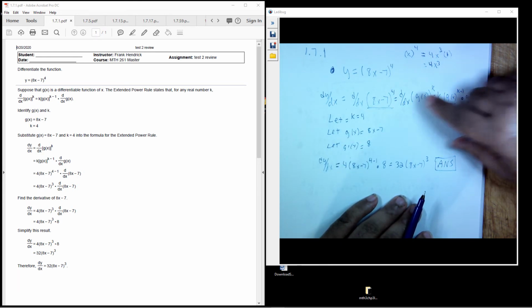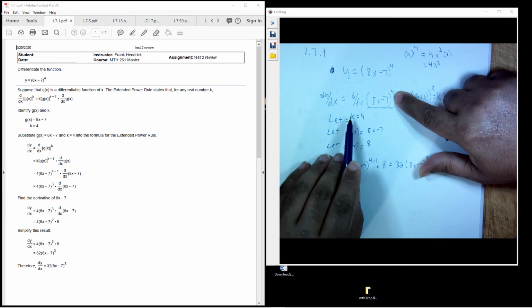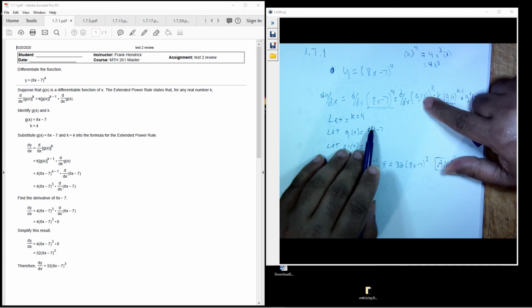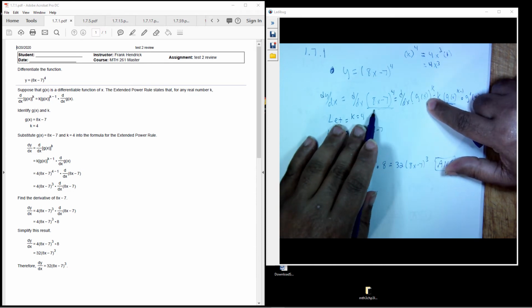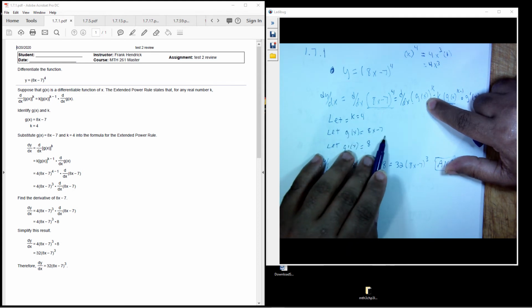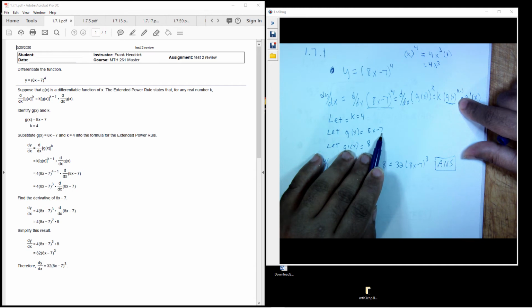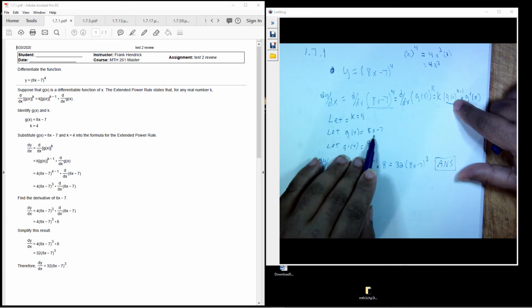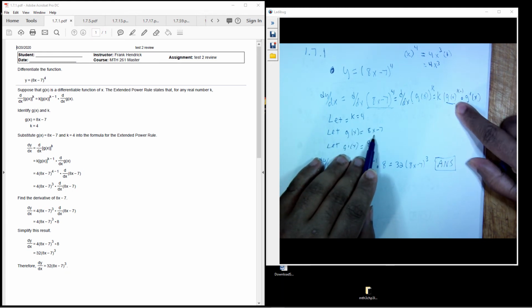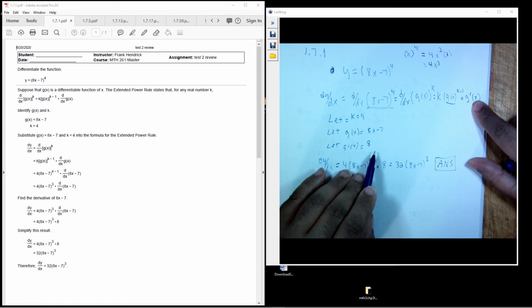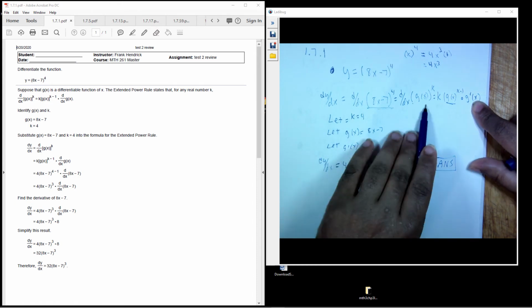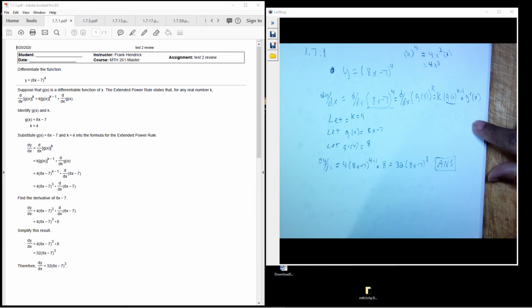So in this case here, my k is going to be 4, and my g of x is going to be what's on the inside. It's 8x minus 7. Okay, so my k is 4, my g of x is 8x minus 7. And so the g prime of x, the derivative of this, is just going to be 8. So when I find the derivative here, I'm just going to plug in.